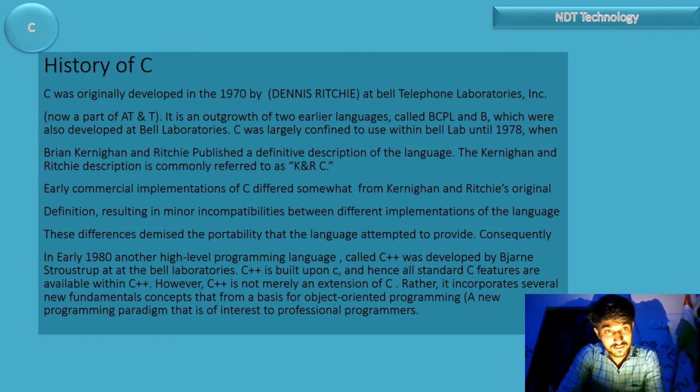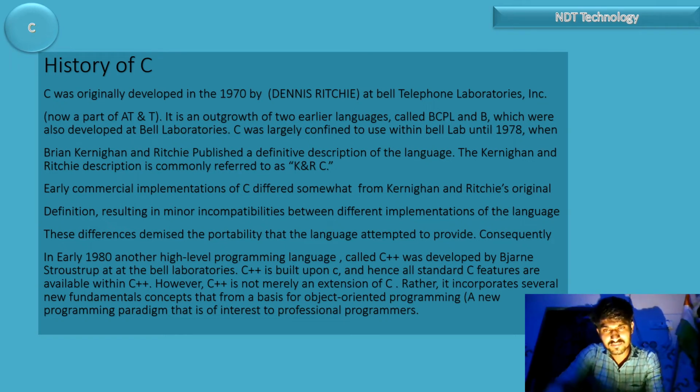Consequently, in the early 1980s, another high-level language came along, called C++. C was originally developed in 1970; C++ was developed in 1980 by Bjarne Stroustrup at Bell Laboratories. C++ is built upon C. So the basic structure of C++ comes from the use of C. Some syntax is changed, but otherwise all the structure of programming is the same, as in any language.